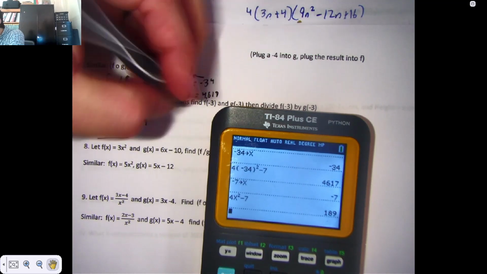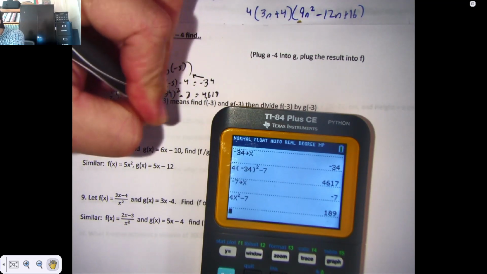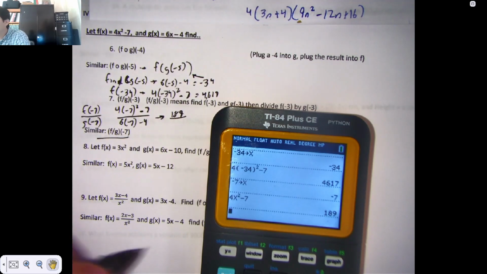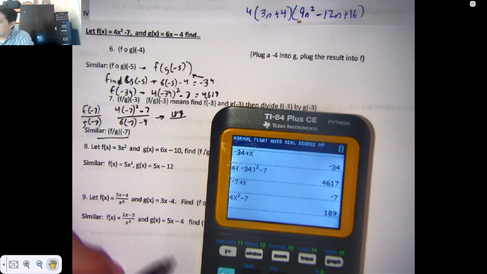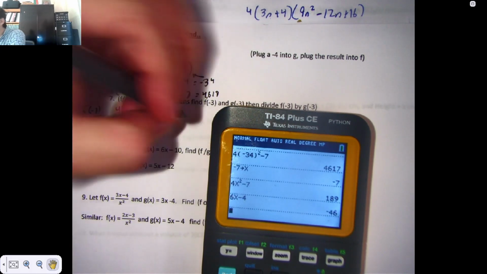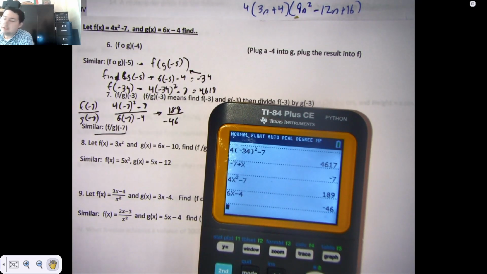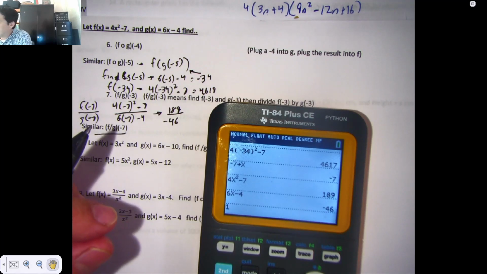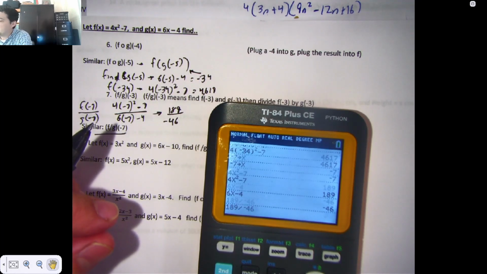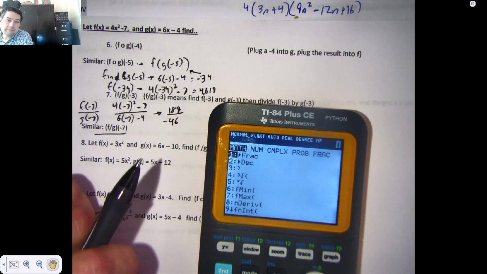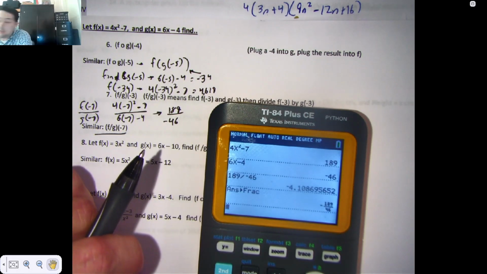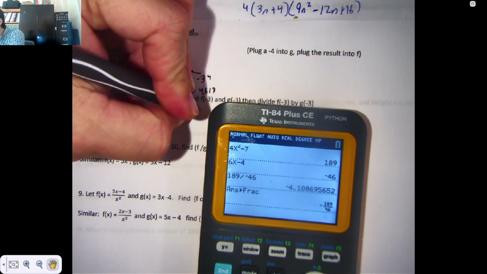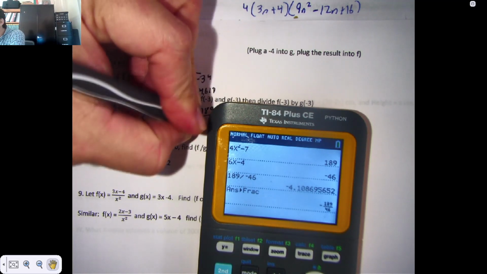So the numerator becomes 189, and the denominator, let's see, is 6x minus 4, which is -46. So we're going to see if that reduces. 189 divided by -46. Going to hit the math key, answer frac, and it does not. It's just -189 over 46.